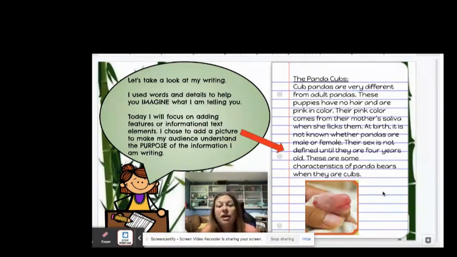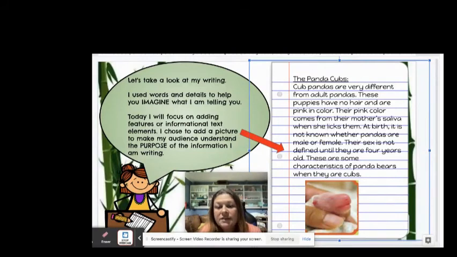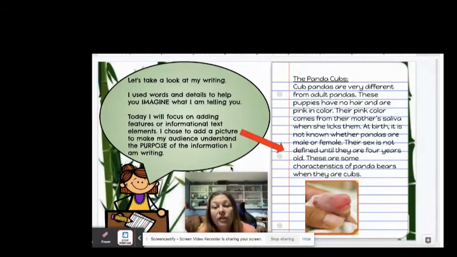So the panda cubs are very different from adult pandas. These puppies have no hair and are pink in color. Their pink color comes from their mother's saliva when she licks them. Oh, hold on. I noticed I have to remove an extra L here. At birth, it is not known whether the panda cubs are male or female. Their sex is not defined until they are 4 years old. These are some characteristics of panda bears when they are cubs.